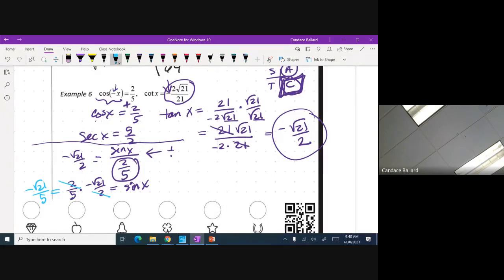Okay. The other one we get for free now is we get our cosecant. We're going to flip our sign to negative 5 over square root of 21. We're going to go ahead and rationalize that. So negative 5 square root of 21 over 21.